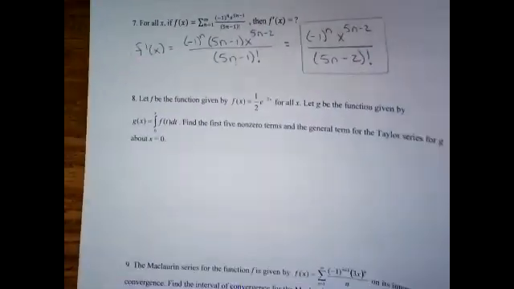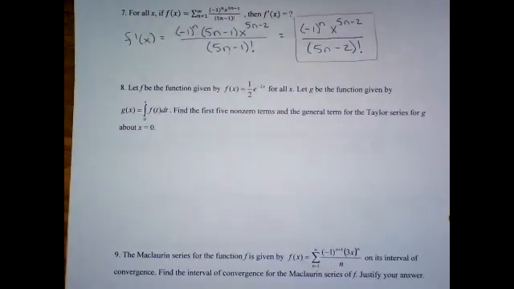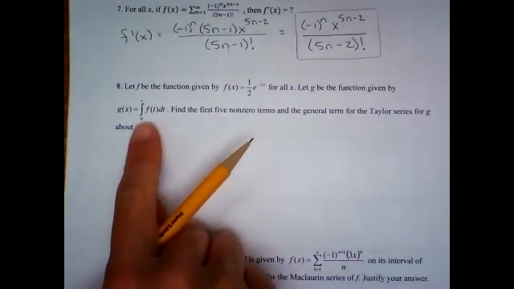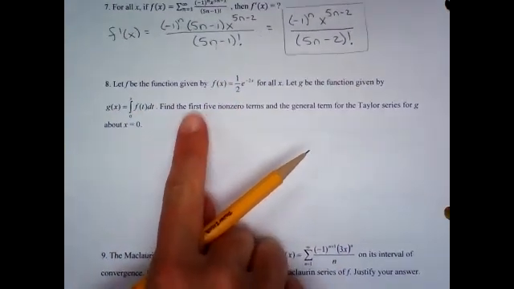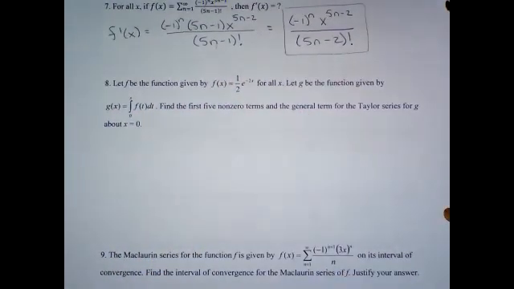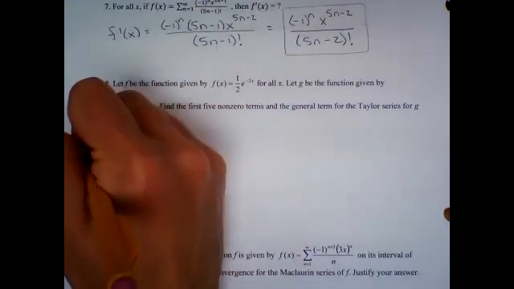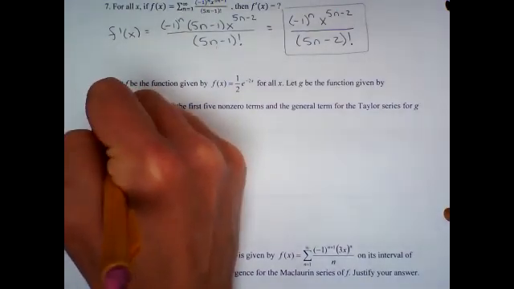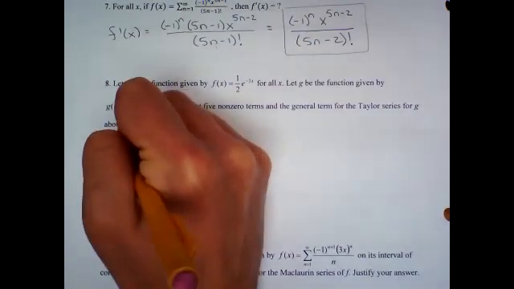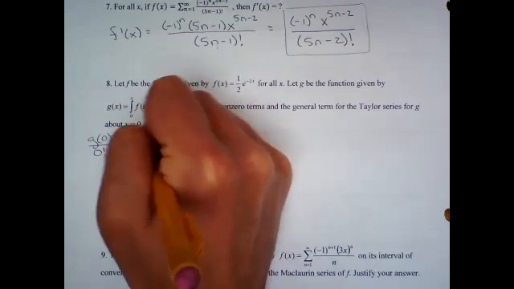All right, let f be a function given by, so we're given this function f, and then g is your integral of that function. Find the first 5 non-zero terms in the general term for g around 0. All right, so I always write this out. I guess you can if you want to. I just suggest that you do, because it's about staying organized.